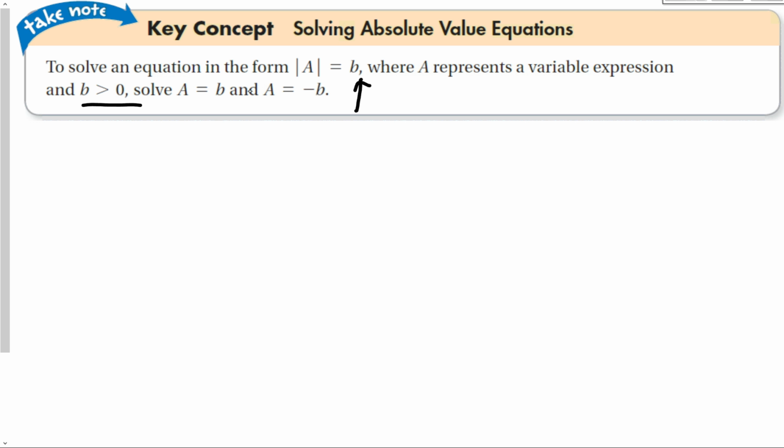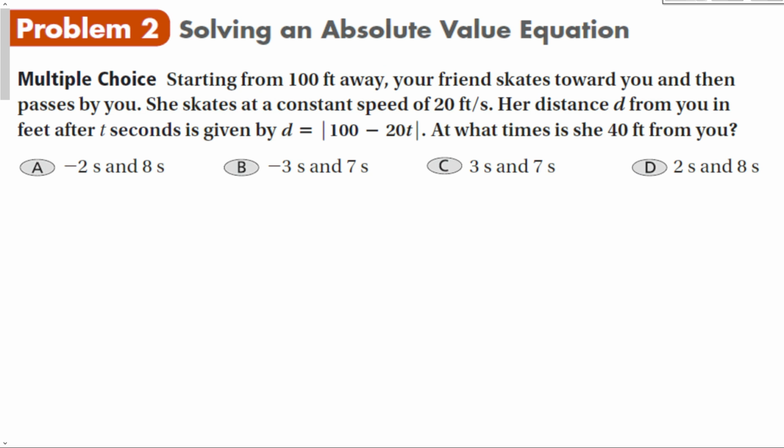So let's look at our first problem. Starting from 100 feet away, your friend skates towards you and then passes you. She skates at a constant speed of 20 feet per second. Her distance d from you in feet after t seconds is given by d is equal to the absolute value of 100 minus 20t. At what times is she 40 feet away? So, with my equation, that distance, which is going to be 40, so 40 is equal to the absolute value of 100 minus 20t.